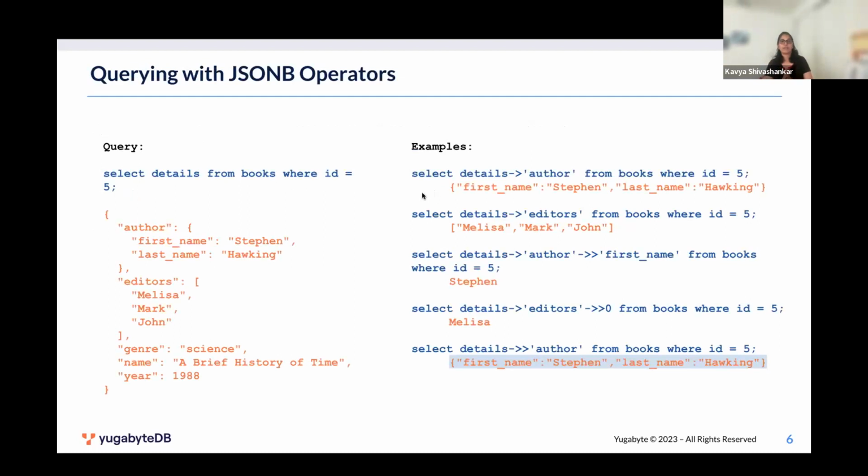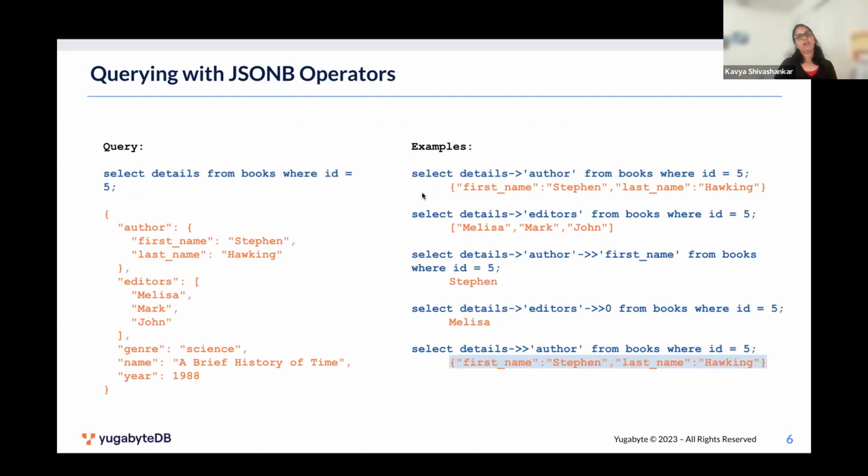So how do you use these operators to query a JSONB column? On the left side of my screen, I have a sample query with a sample output. I'll quickly take a couple of minutes to explain what the structure looks like, and I'll walk you through how you can query those different attributes with a live demo.